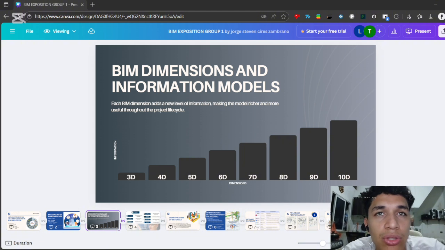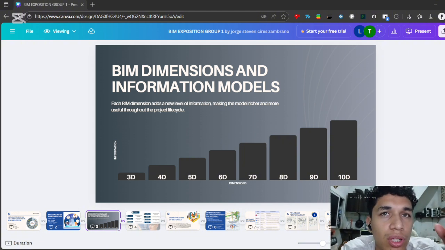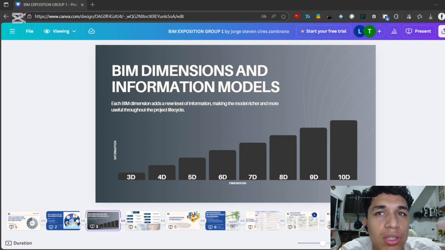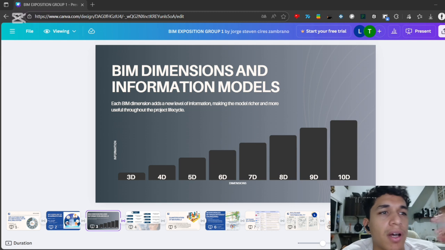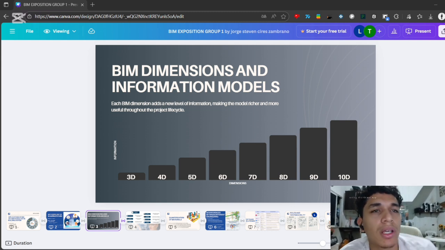I'm going to talk about the BIM dimensions and information models. The BIM dimensions show the differences in how we can use the BIM process in a project. Each one adds more information and makes the model more useful for everyone involved. We can have up to 10 dimensions.